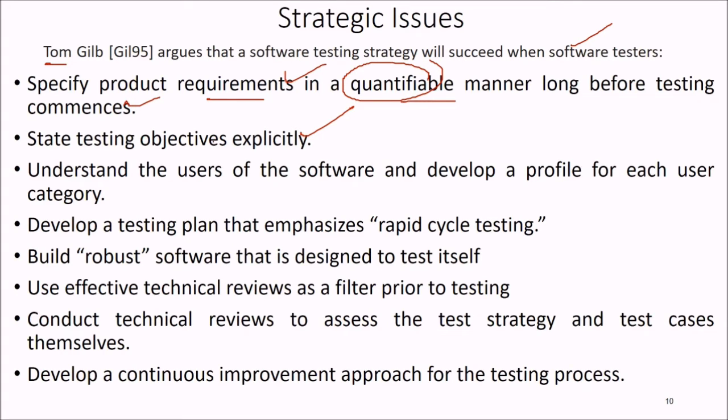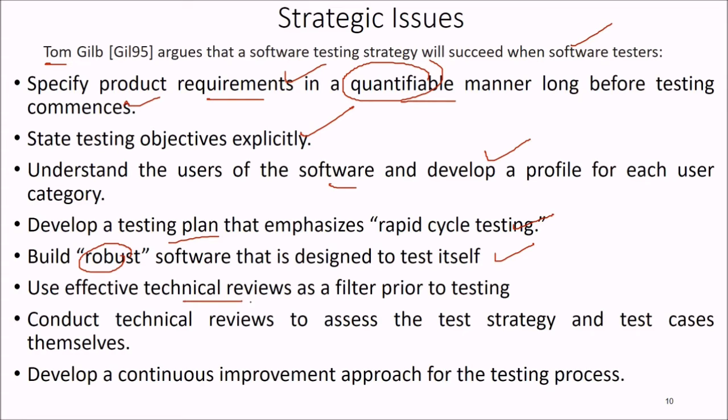Then they should understand the user of the software, and develop a profile for each user category, and develop a testing plan that will emphasize rapid cycle testing, and build robust software that is designed to test itself. That means the software should be testable by itself.